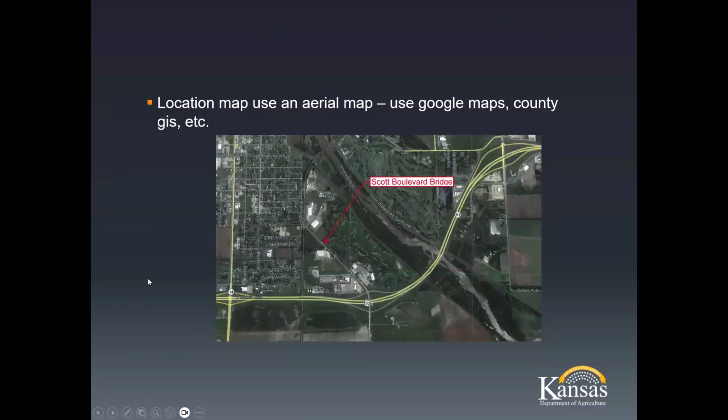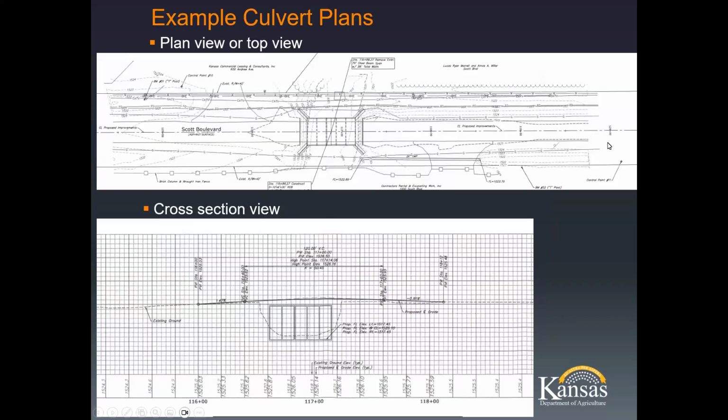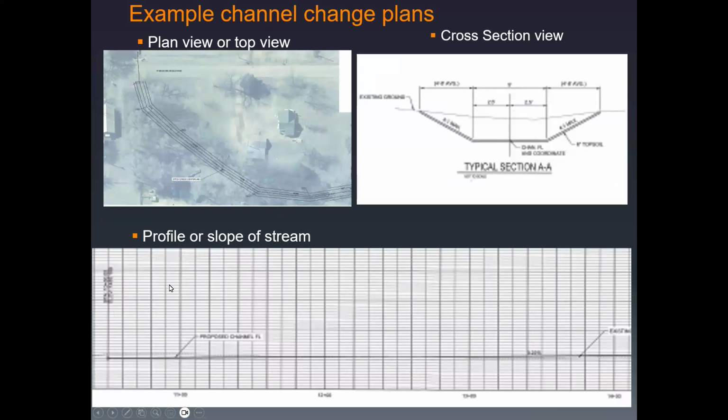So the location map, like I said, you can use a Google Earth image. This is what we got on one application with a nice bright arrow telling us where the bridge was going to be. This is a plan view, or what people call a top view. This is a cross-section view. This is an example of a channel change. You can see that you have the plan view right here showing us the extent of the project, a cross-section of what the project will look like once it's done, and then a profile of the stream so we know that we have positive slope, so everything will drain from top to bottom.